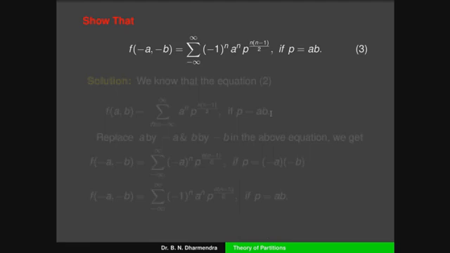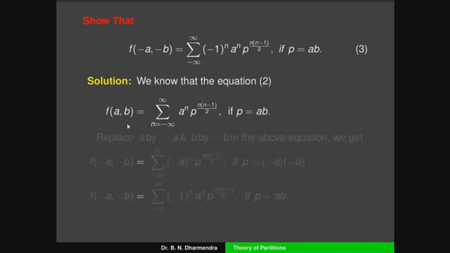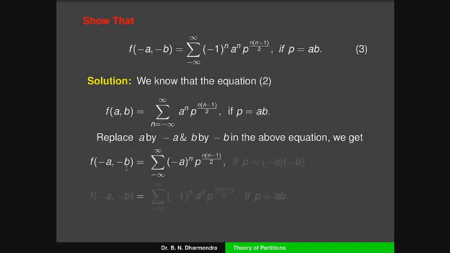So the terms are okay. What do we have to take in the terms here? We can replace the value of a by minus a and b by minus b. We can compare these two results. The LHS side we can easily predict: we replace a by minus a and b by minus b in the above equation. We get f of minus a comma minus b is equal to summation n running from minus infinity to plus infinity, minus a whole to the power of n into p to the power of n into n minus 1 by 2.